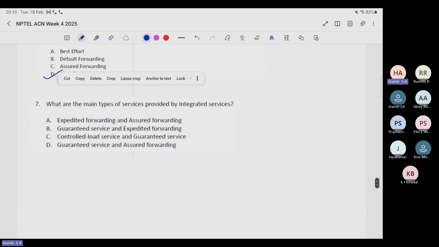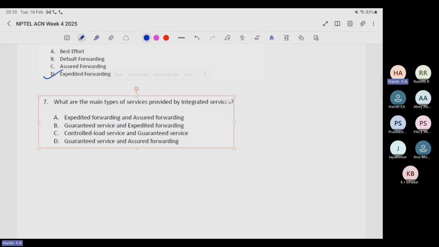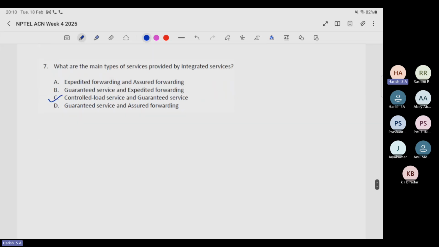What are the main types of services provided by integrated services? Integrated services is the one that comes before differentiated services, right? It's actually from the previous lecture videos. The answer here is controlled load service and guaranteed service, because integrated services tends to reserve a complete set of resources for a particular set of flows. It partitions the whole set of resources. So the answer is C for this.